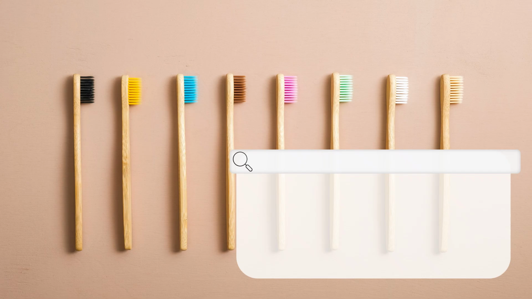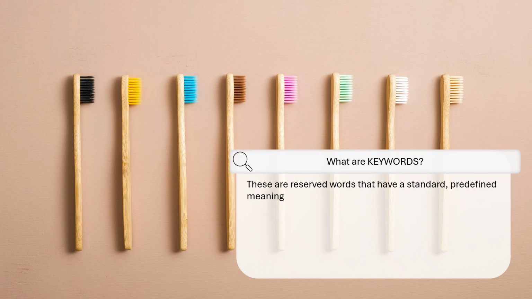Context. Let's study different smaller terms that will help us in covering the topic next. The first one being, what are actually keywords? You must have heard the word keywords whenever you have tried to attempt any question in the examination. These are basically the reserved words that have a standard predefined meaning in programming or pseudocodes.